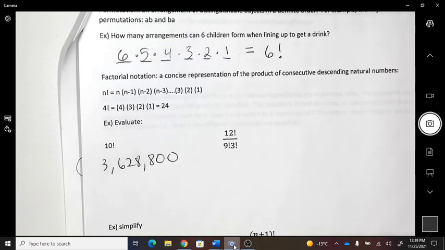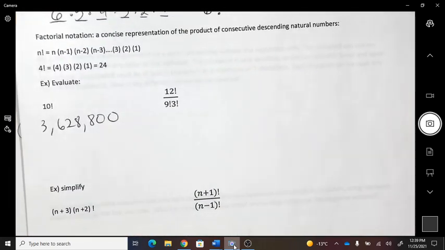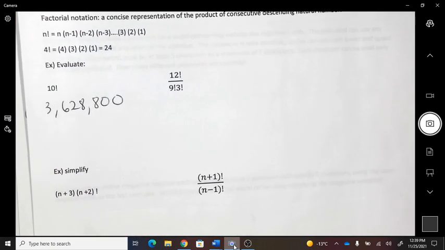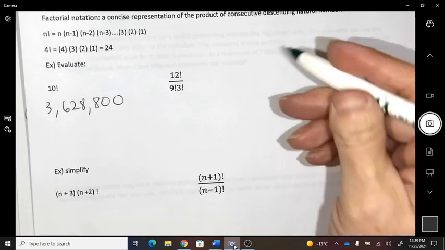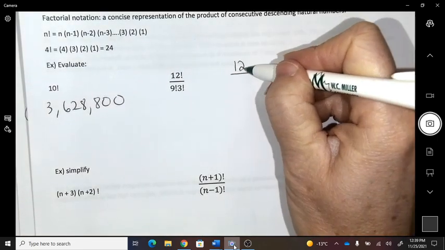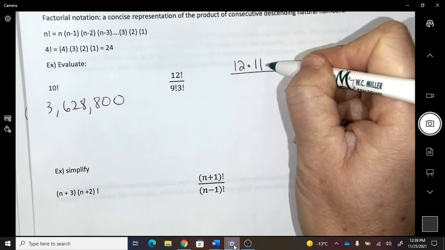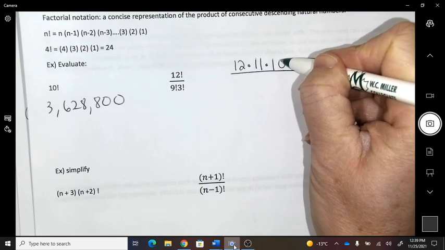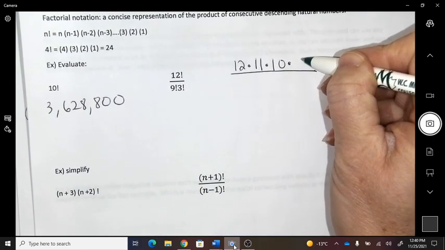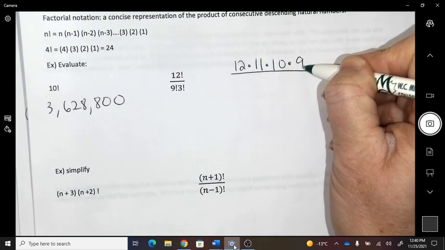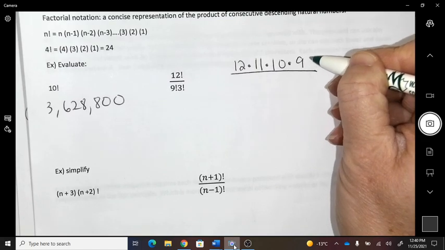Yeah. 10 factorial, okay. So we know where our button is. Okay, next one. So I'm going to start expanding this out. So 12 times, what's the next one? 11 times 10 times, am I going to keep going here forever? I'm going to actually stop.